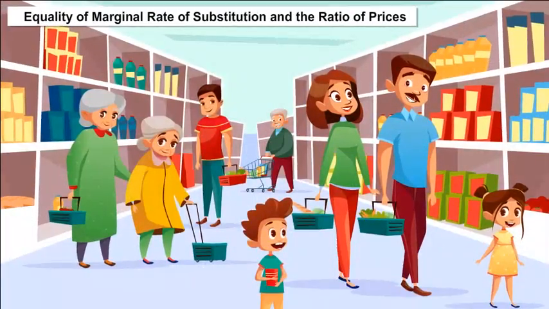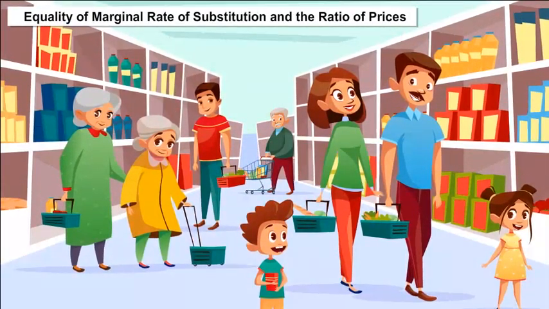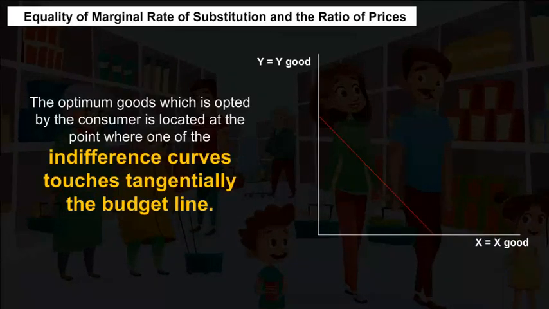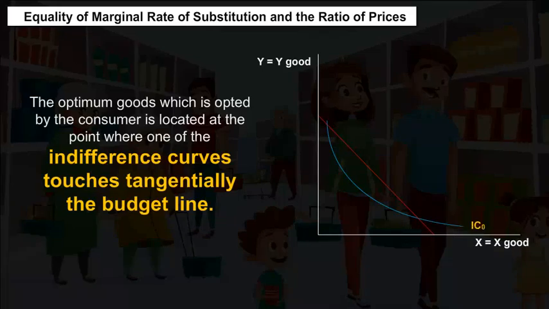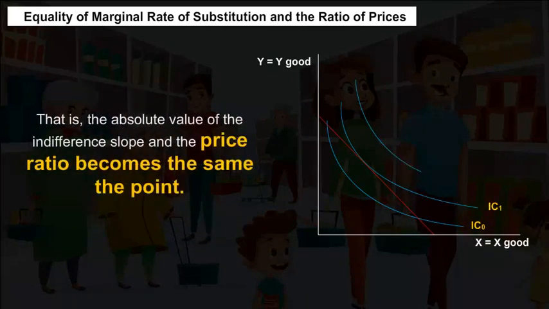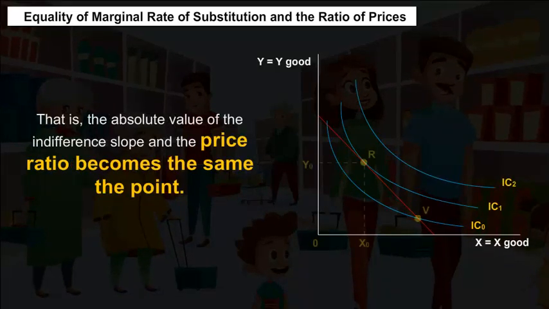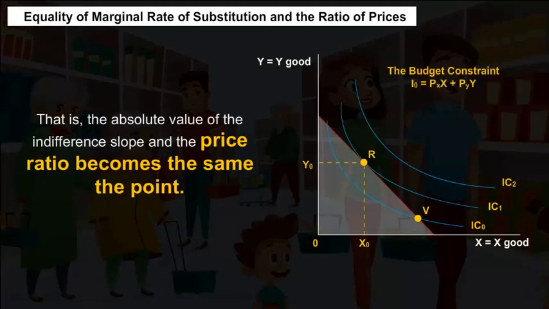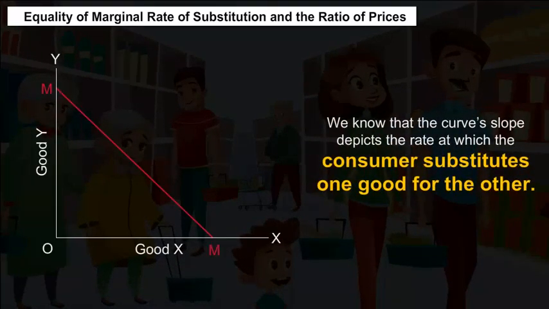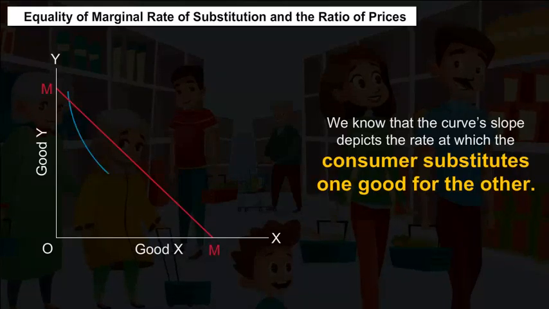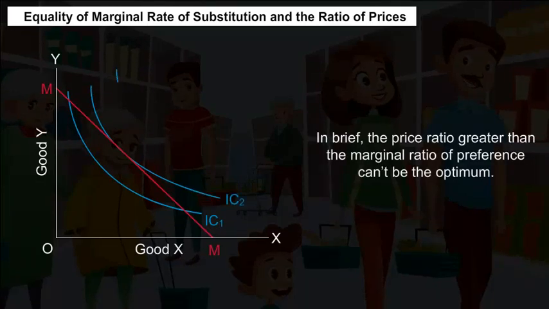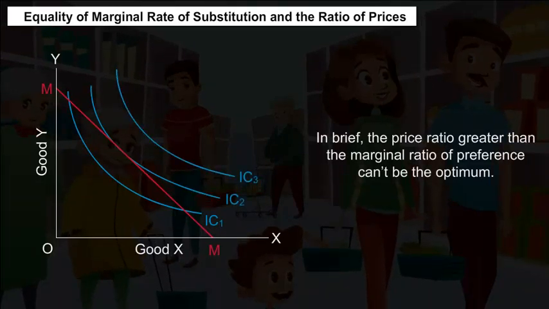Equality of the marginal rate of substitution and the ratio of prices. The optimum bundle opted for by the consumer is located at the point where one of the indifference curves touches the budget line tangentially. That is, the absolute value of the indifference curve's slope and the price ratio become the same at that point. We know that the curve's slope depicts the rate at which the consumer substitutes one good for the other. In brief, a price ratio greater than the marginal rate of substitution can't be the optimum.